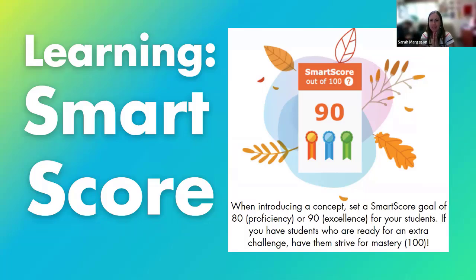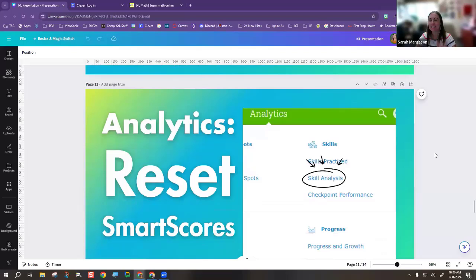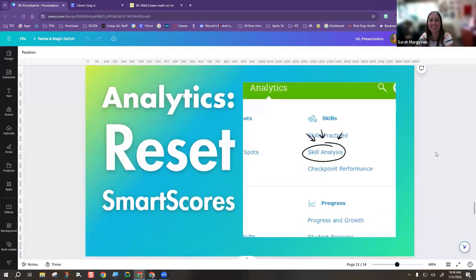So promise me this upcoming school year, as you're assigning IXL skills to students, that you at least consider what should my SMART score goal be for this learning experience? Is 100 the goal? Or is 80 the goal? And then maybe make some changes in your assigning for students. Okay, I'm off my soapbox now.